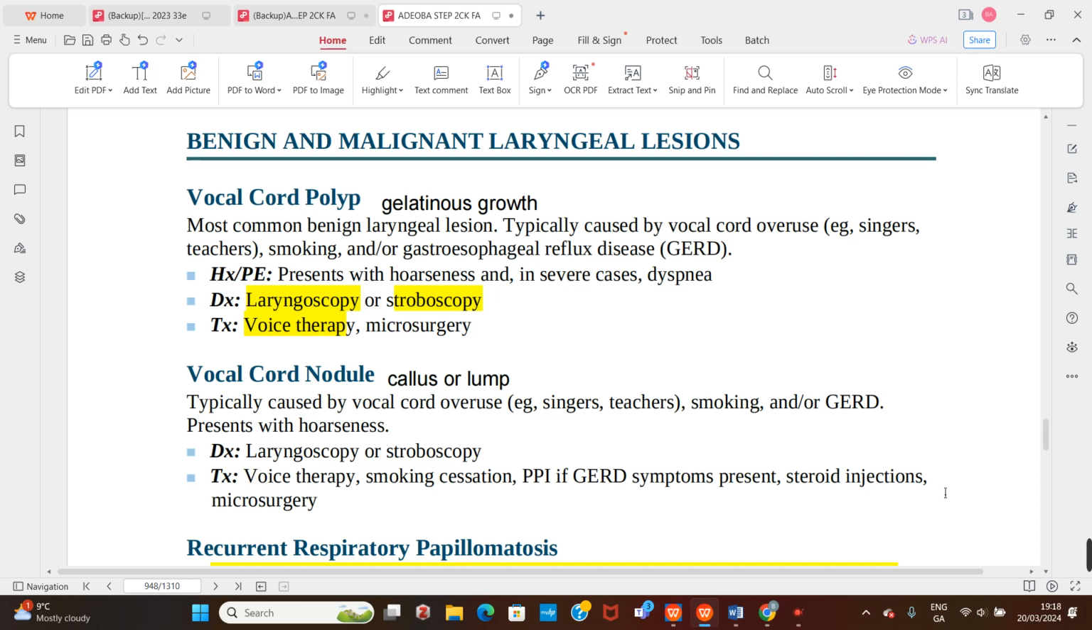You can do a stroboscopy, in which you are trying to evaluate the frequency of voice production in people with this condition. You expect that if there's a polyp, it will affect the vibration of the vocal cord and the frequency is going to drop. So you want to treat people that are singing, people that teach, with voice therapy, like a coordinated way of talking so that you can limit that insult, or you can do microsurgery to remove the polyp, if there's serious affectation of the voice.